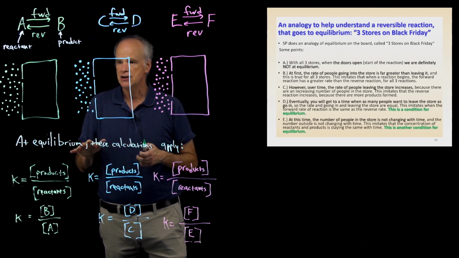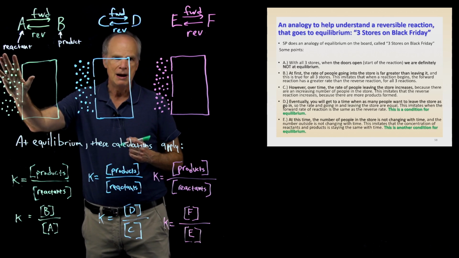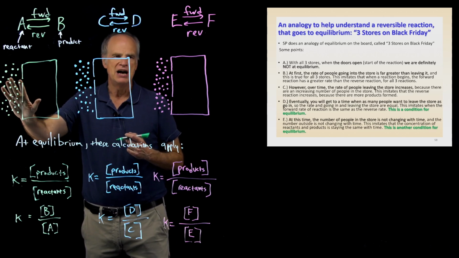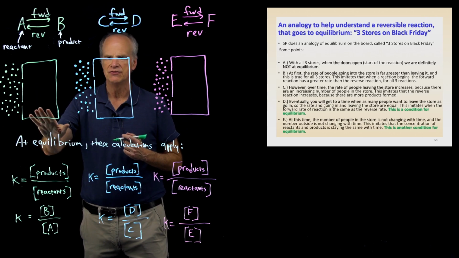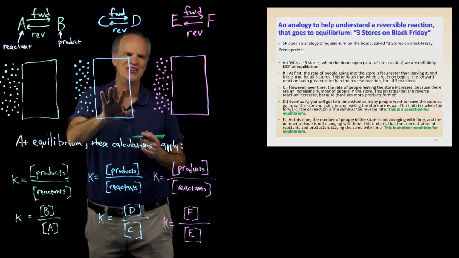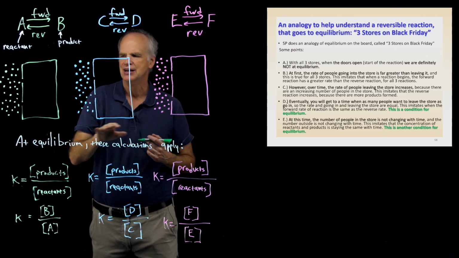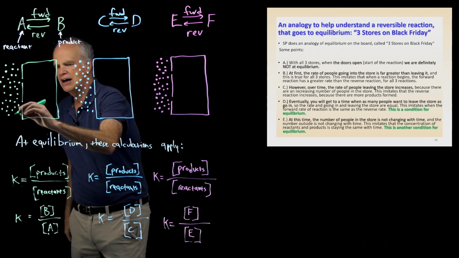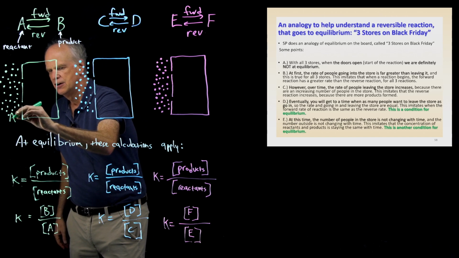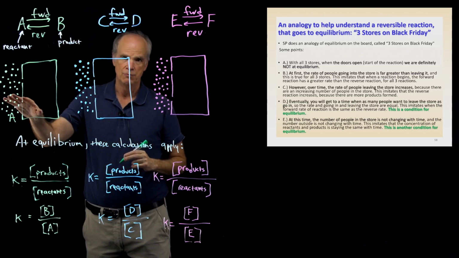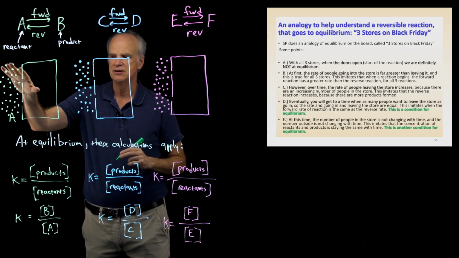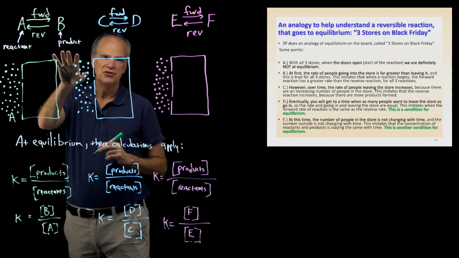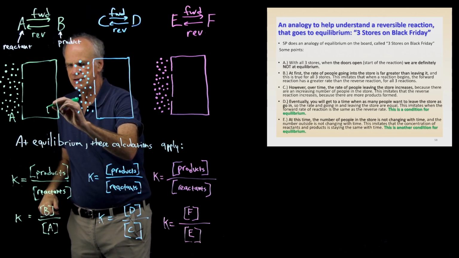And so here what I'm going to do is represent people as dots. Right now imagine that we have 100 people outside of this store, 100 people outside of this store, and 100 people outside of this store. Here, what we'll say is that the people outside of this store are reactant molecules, and that anyone who gets into the store is going to be considered a product molecule, which is B.